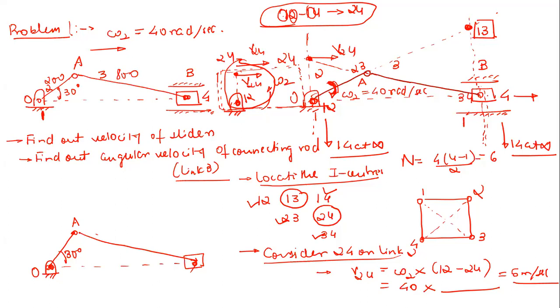Anybody? Assuming 2, 4 on link 3. So will 2, 4 be useful in this case? See, that is the mistake which I am trying to tell you, that now you cannot imagine 2, 4 on link 3. Why?